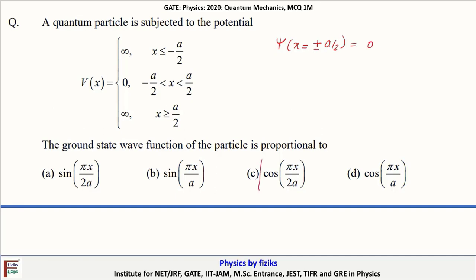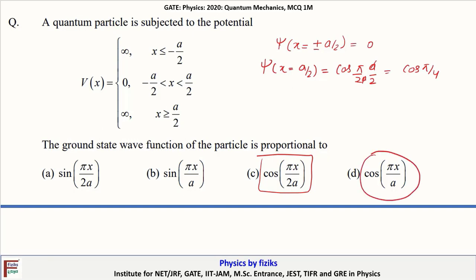So if we select this wave function and apply x equals a by 2 on this wave function, what do we get? We get cos(pi by 2 into a by 2), denominator a, so we would be having cos(pi by 4). That means this wave function cannot be our answer. So our option would be cos(pi x by a).